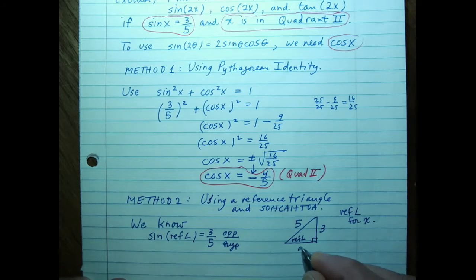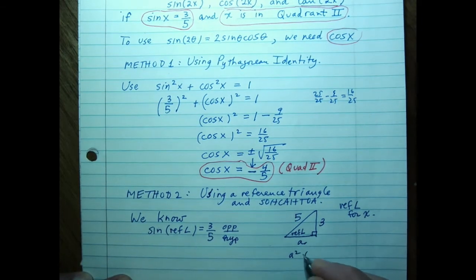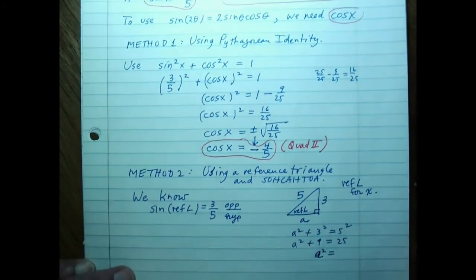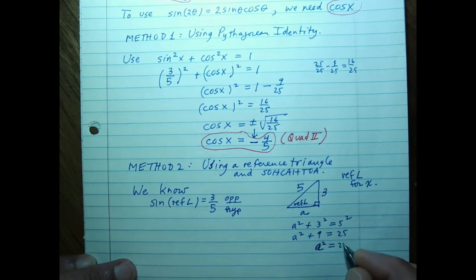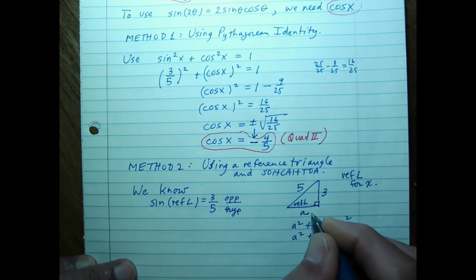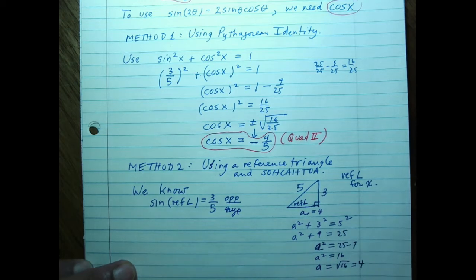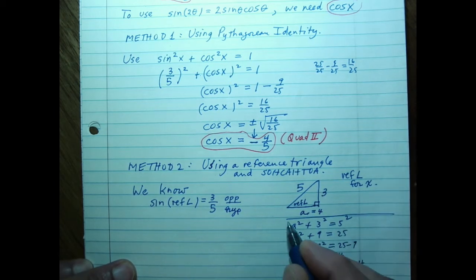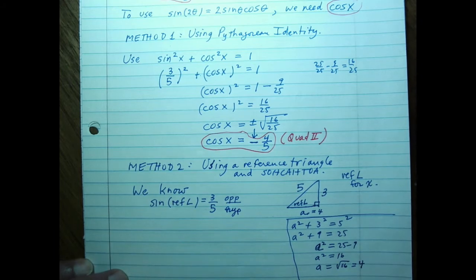This adjacent side, maybe I'll just call it A for adjacent, we can solve for using the Pythagorean theorem, right? We know a squared plus 3 squared is 5 squared. A squared plus 9 is 25. A squared is going to be 25 minus 9, which is 16. A is the square root of 16, or 4. So we know our value of A must be 4. It's not too hard to figure out from this Pythagorean theorem calculation.